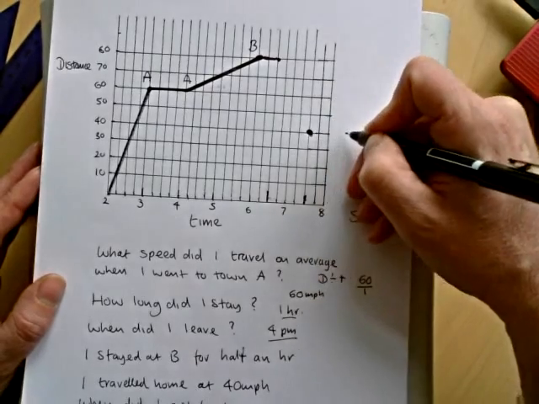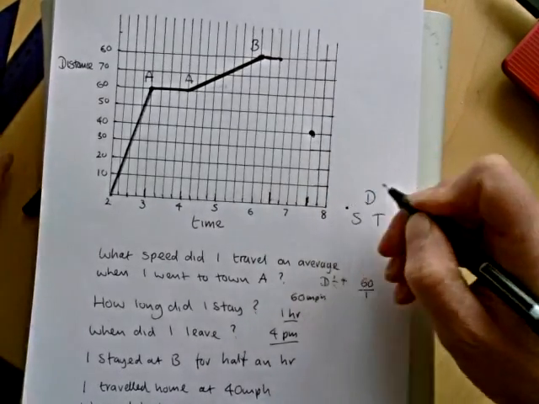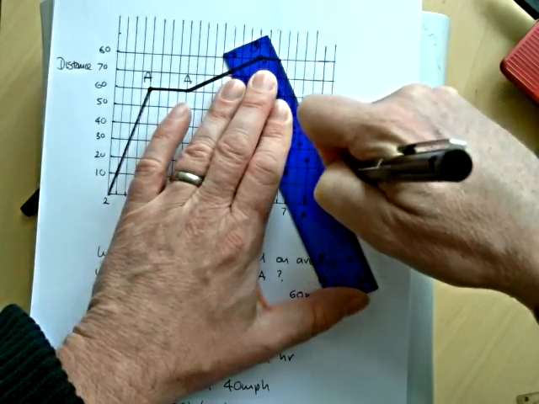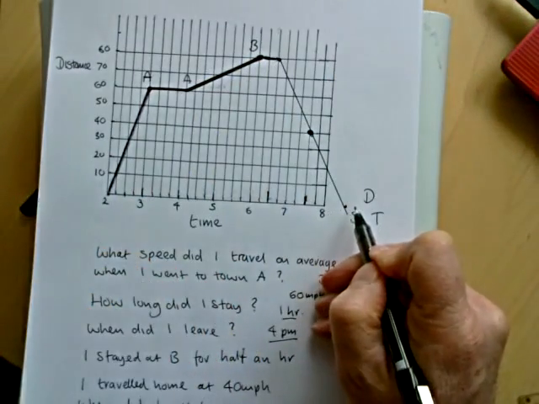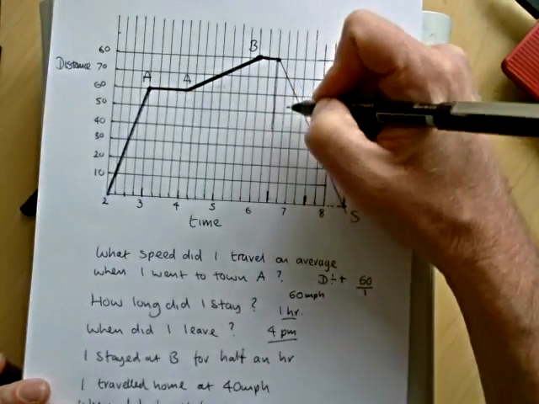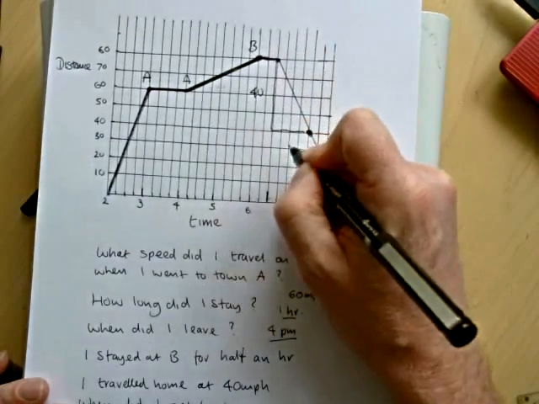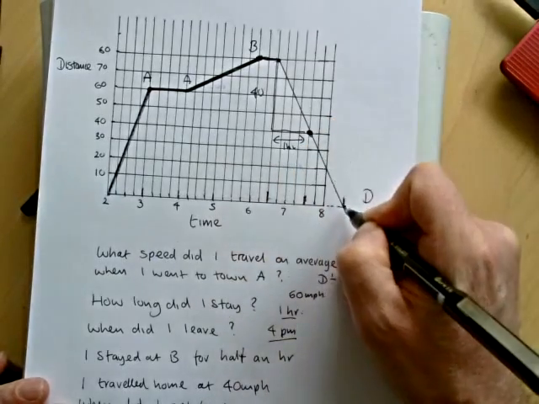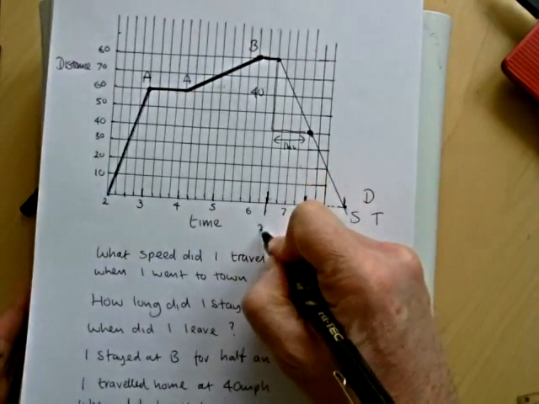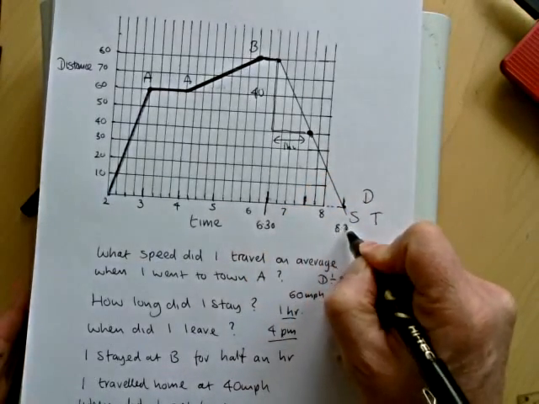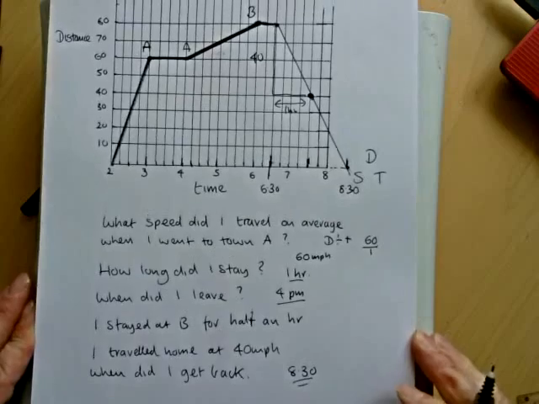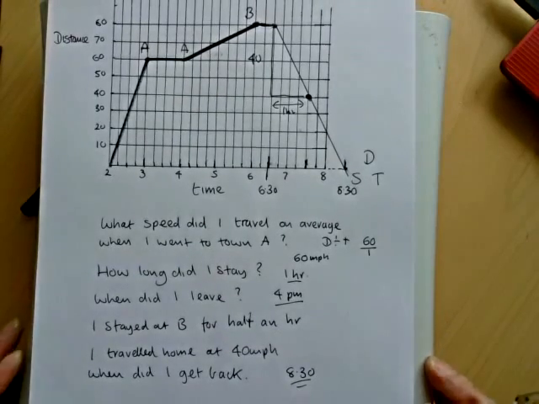Now, I could do the same again and realise I'm going to get back at 8:30, or I could have drawn a line down to see where I cut the axis down here. In a proper exam question, you wouldn't have it going over the edge like my example here does, but hopefully you can see that I'm going at 40 miles per hour, so it's dropped 40 across 1 hour. Do it again, so it's taken me 2 hours, so I'll get back 2 hours after I left. I left at 6:30, so I'm going to get home at 8:30. So hopefully this shows you how to use a speed, distance, time graph.